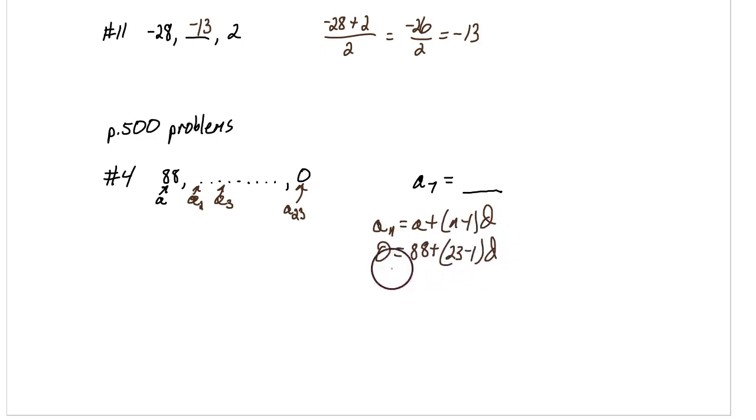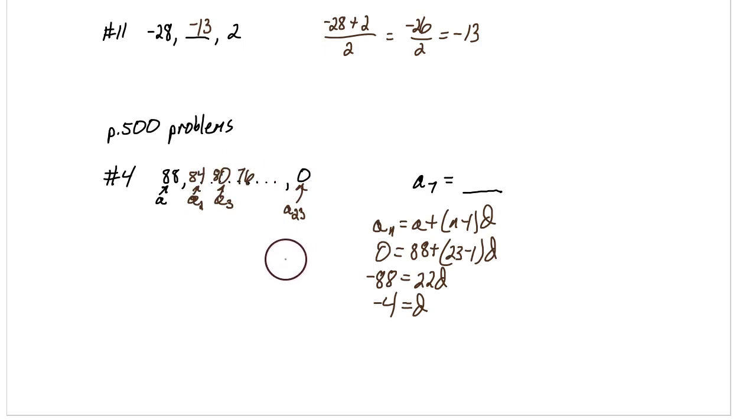Subtract 88 from both sides, and then divide by 22. So d equals -4. Every second, the car is decelerating 4 feet per second, so that the next term in the list is 84, and then 80, and then 76, and so on.